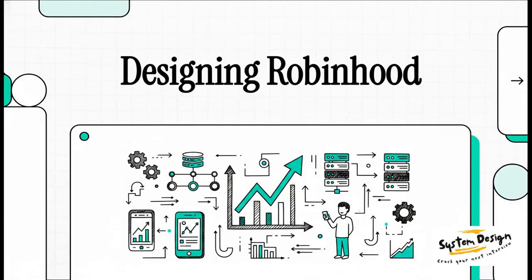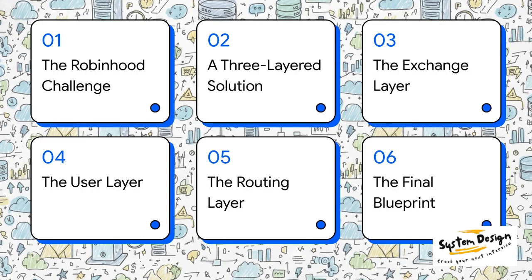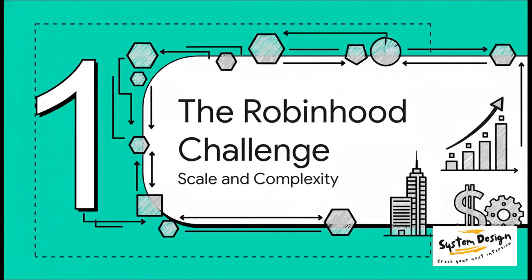All right, so here's the game plan. First, we've got to wrap our heads around the sheer size of this problem. Then, we'll look at the super smart three-part solution. We'll break down each layer, the exchange, the user, and the routing layer, and then finally, we'll see the whole thing come together in the final blueprint. Let's get into it.